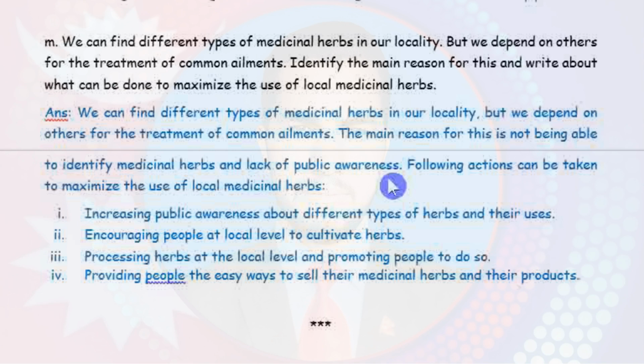We are not taught by anybody about it. Therefore, it is happening. Following actions can be taken to maximize the use of local medicinal herbs.